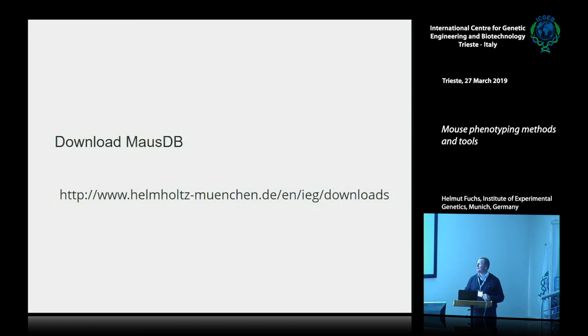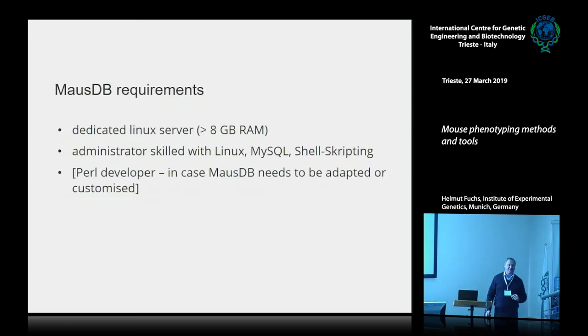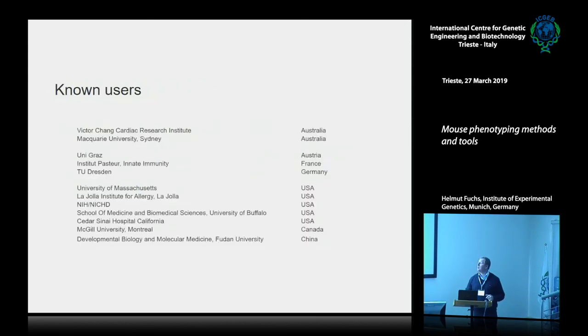But maybe you should also take a picture of the next one, because just downloading the system is not enough. It's really a complex system, so you need a Linux server. You also need a person who is skilled with Linux, MySQL and shell scripting, maybe also a Perl developer if you want to adapt it to your needs, because for sure it's adapted to the needs of the German Mouse Clinic, and to the German regulations. Maybe you have to adapt it also for your country's regulations or your specific ideas you want to store in this database. There are already many users that we know of. Maybe there are more; we are not aware of all of them.